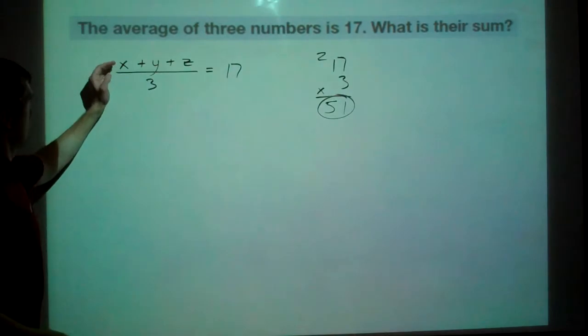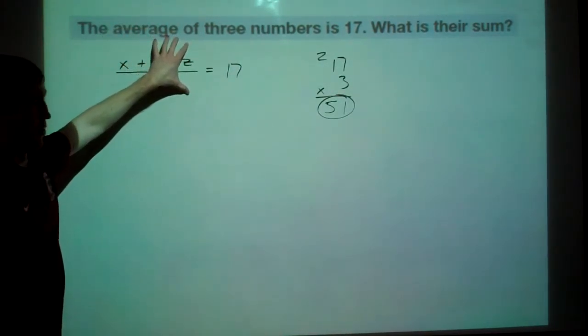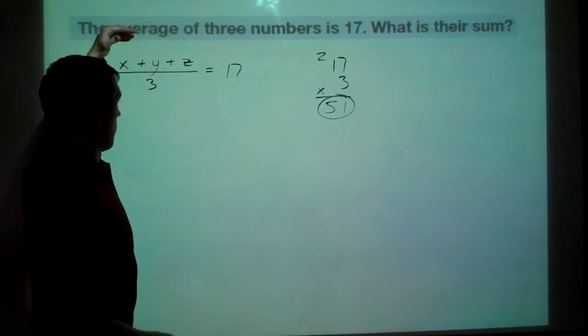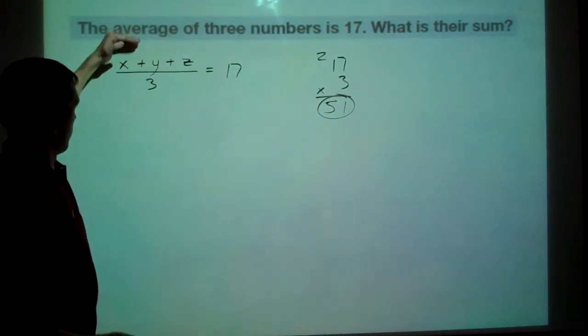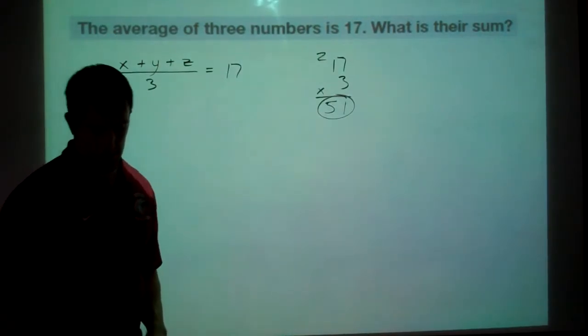So again, we're not concerned about what numbers we're adding up, but we do know that they add to 51. They have to, because when they're divided by 3, we get 17 for an answer. Alright?